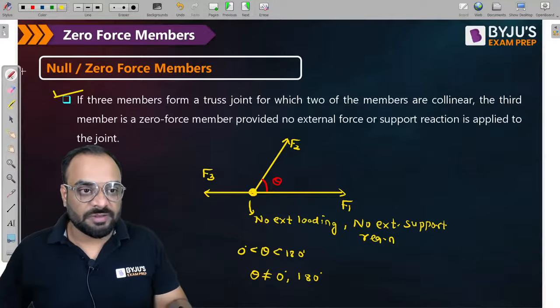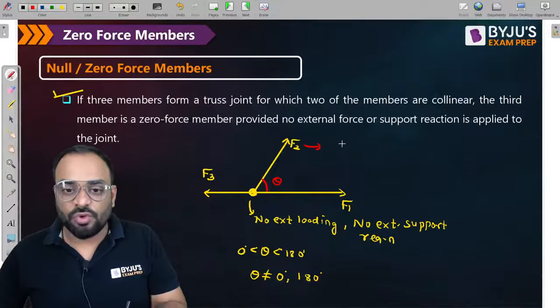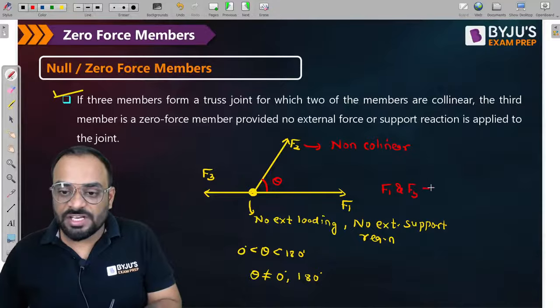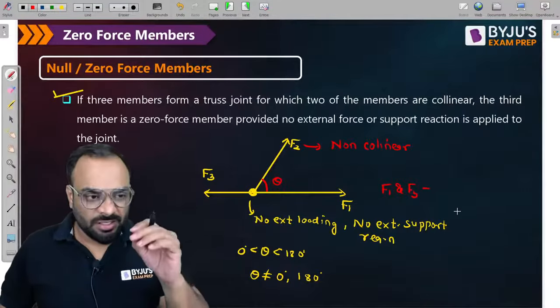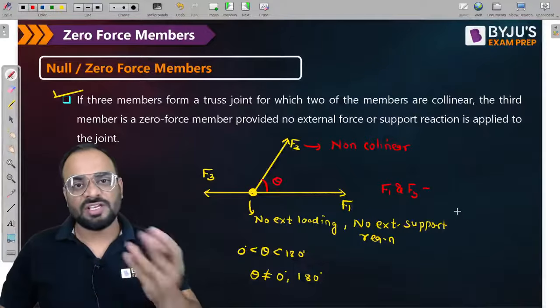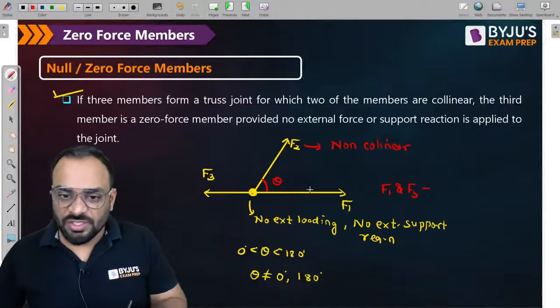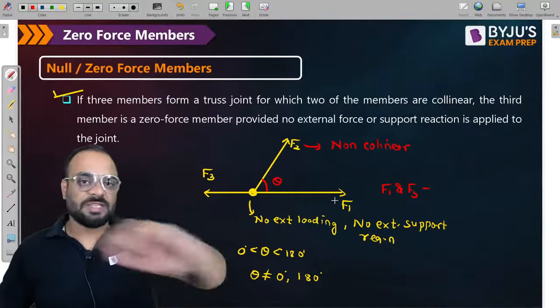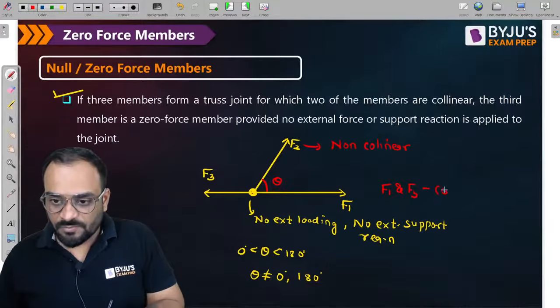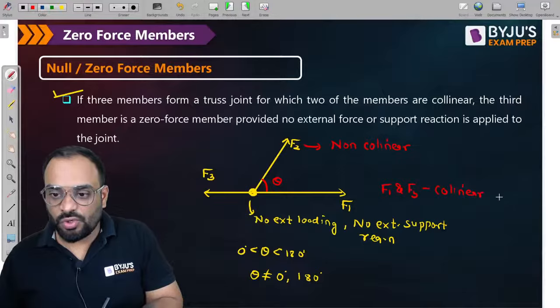If such a condition prevails, then what happens, guys? This F2 will be our non-collinear member. This one is a non-collinear member. And F1 and F3 are collinear in nature. What do you mean by collinear? If the line of action of forces is the same, then it is known as collinear. If the line of action is different, then it is non-collinear in nature. So the line of action for F1 and F3 is basically horizontal like this. So definitely these are collinear members.